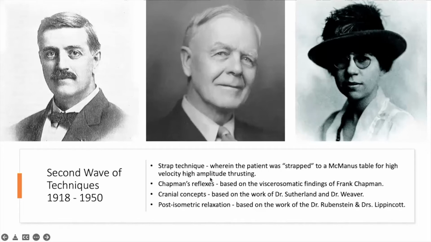Strap technique was another technique that became popular, which was a very, very ballistic type of high velocity, heavy-handed adjustment they were experimenting with. Post-isometric relaxation, which today we would call muscle energy types of techniques.